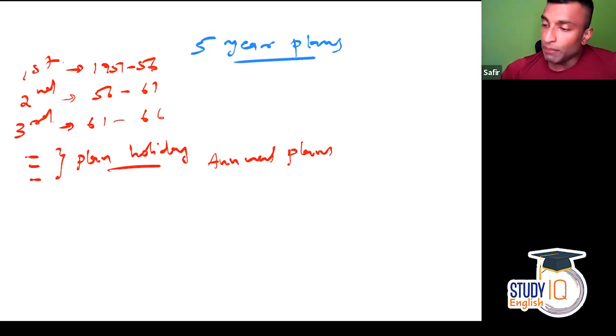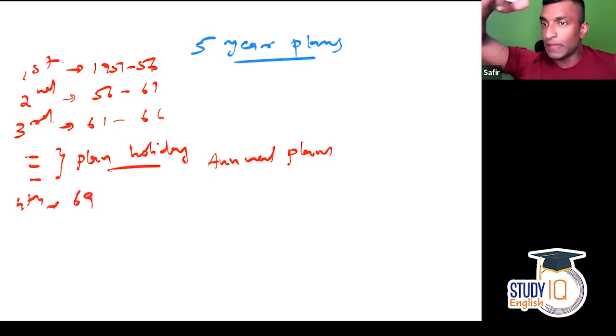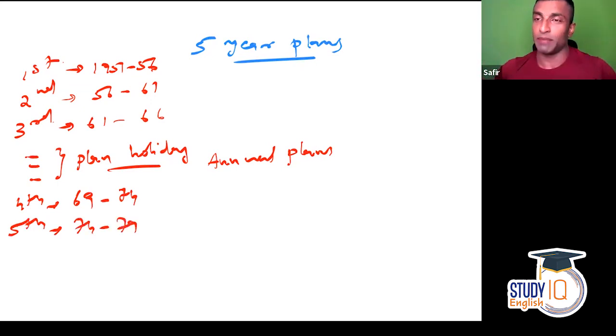And then it will be continued from the 4th plan. So the 4th plan is from 66 to 69, then 69 to 74. And then the 5th plan, 74 to 79. I hope this much is easy to remember.